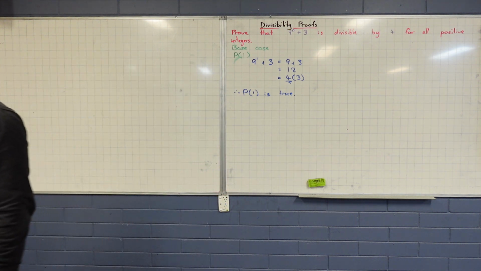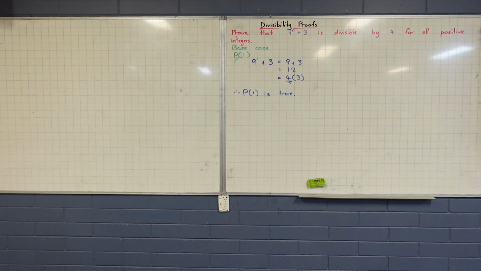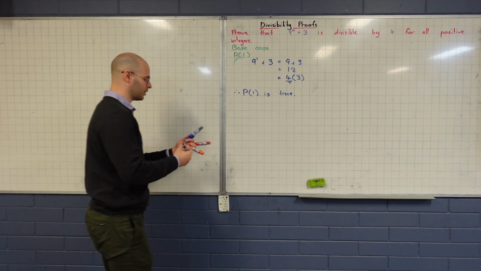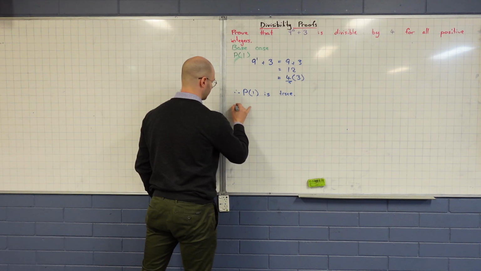You could leave it as 12 because everyone knows 12 is divisible. But if you really want to show the reader that it's divisible, you can factorize out 4, and therefore P1 is true. Now, since we know the base case is true, we move on to the inductive step, or the inductive case.